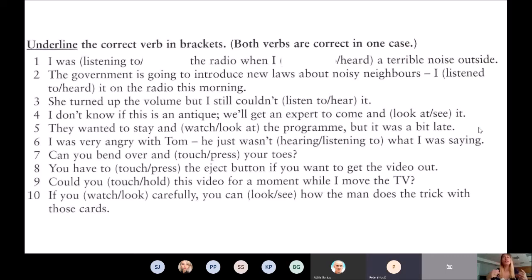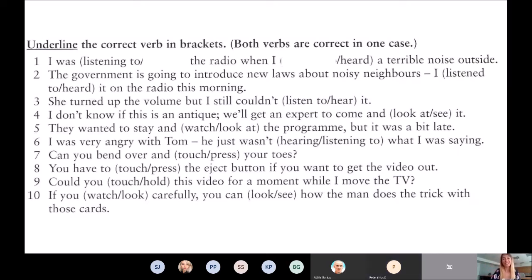So imagine if you sit in your car and you are paying attention to what's going on on the radio. So you're listening to the radio. Yes. But maybe you're just somewhere where the radio is on. So you're not paying attention to the radio, you just hear it. Just sudden noise. So in this sentence, you can use I listened to it on the radio or I heard it on the radio. So only in this sentence, there are 2 options.